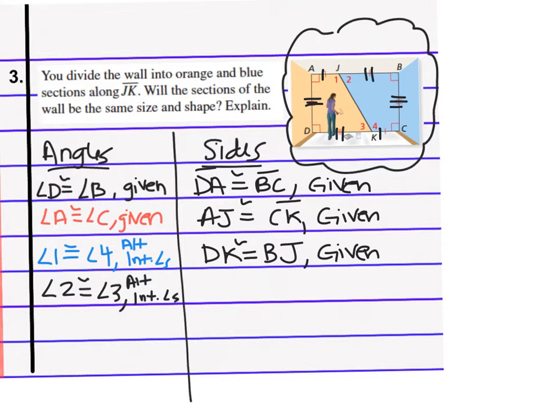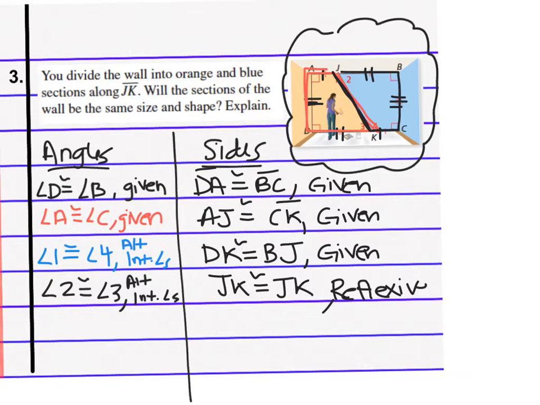And then the last one that is not marked, I'll make it red, is line JK. Because I have this shape right here in orange, and then I have this shape. So they're sharing that same side. So JK is congruent to JK. It's congruent to itself. What property is that? Symmetric, transitive, or reflexive? If it's congruent to itself, that is the reflexive property when it shares a side.